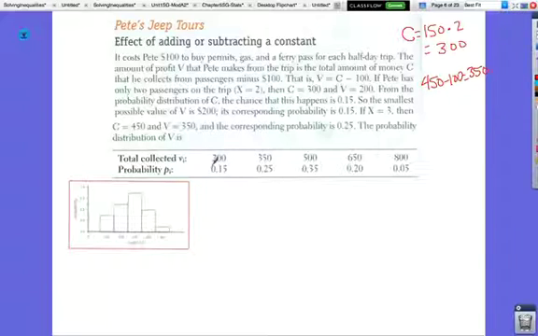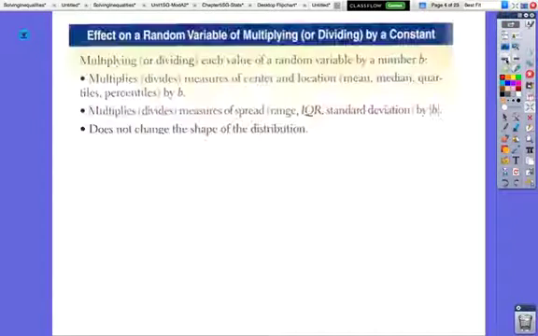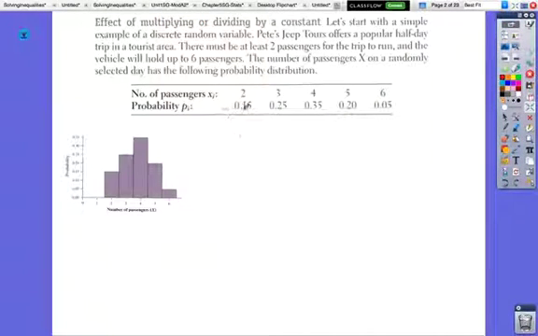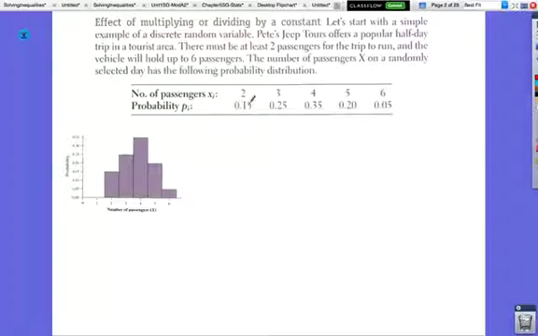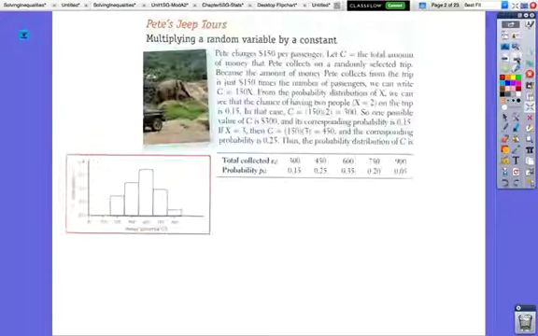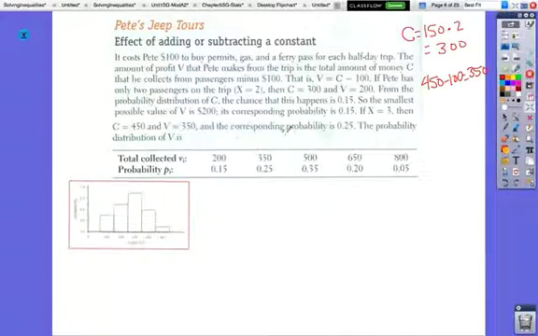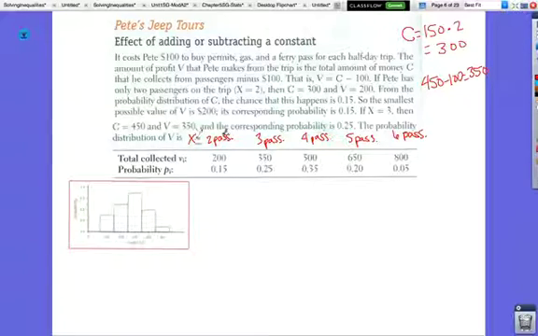So if you think about this, 0.15 corresponded back to when we originally said that the probability of 0.15 was when we had 2 passengers. So this would be 2 passengers. This one would be 3 passengers, 4 passengers, 5 passengers, and 6 passengers. All of these were our X's.